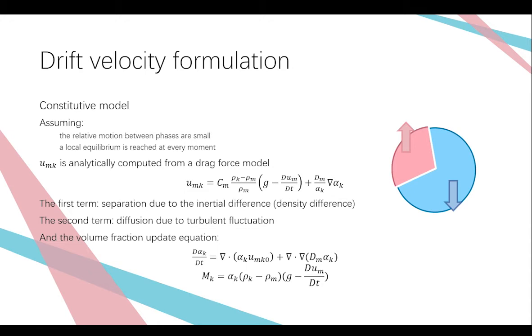The first term is separation due to the inertial difference, or the density difference, and the second term is diffusion due to the turbulent fluctuation. So the two terms are of opposite directions, and their relative strength decides whether the phases are mixing or unmixing. And the volume fraction update and the drag force term are listed here for completeness.